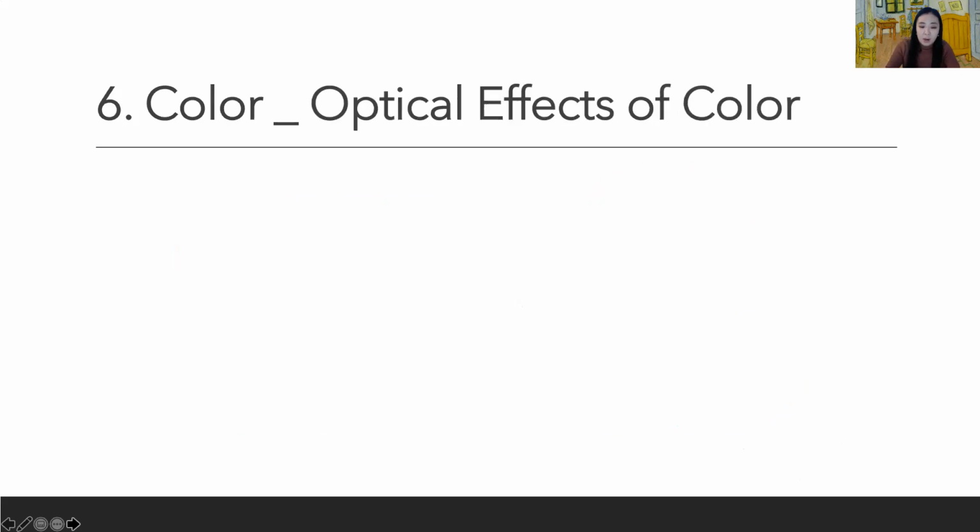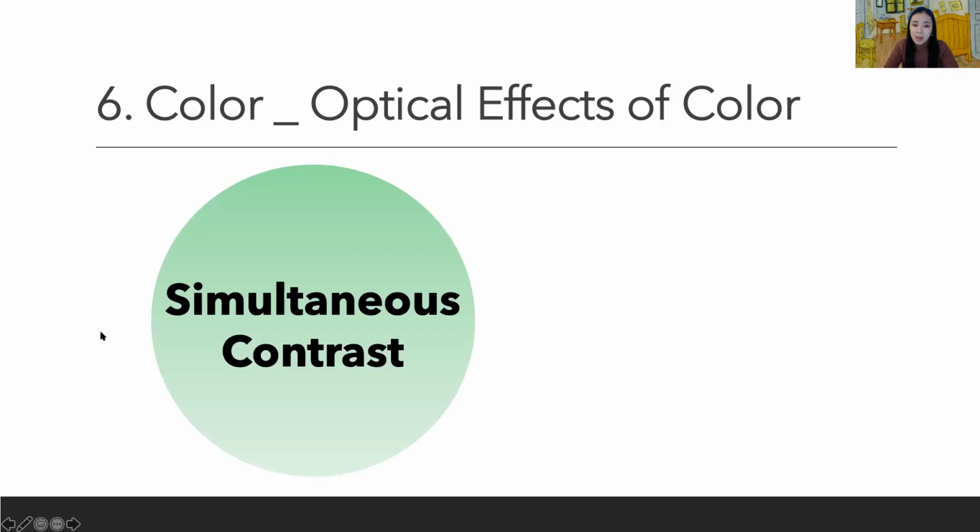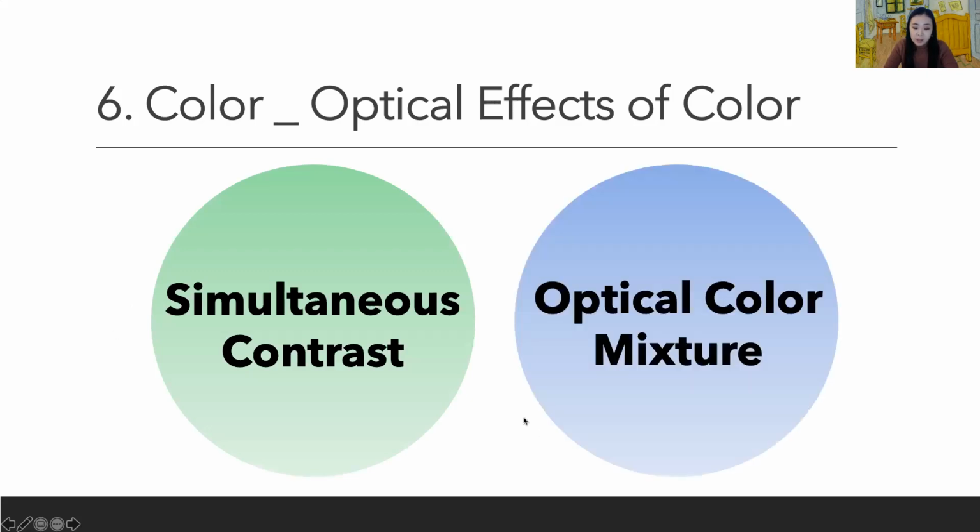Now we are going to see optical effects of color. There are two types of optical effects of color we are going to see. The first one is simultaneous contrast, and the other one is optical color mixture. Let's see what these are.